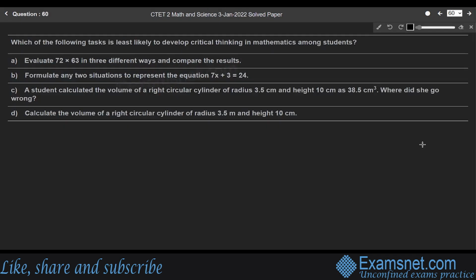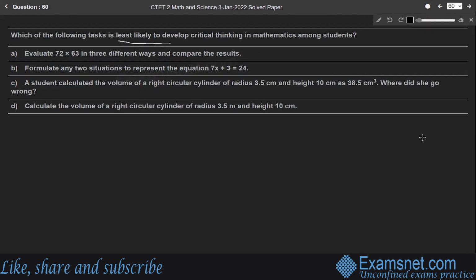Question 60. Which of the following tasks is least likely to develop critical thinking in mathematics among students? The options are: evaluate 72 into 63 in 3 different ways and compare the result; formulate any two situations to represent the equation 7x plus 3 is equal to 24; a student calculated the volume of a circular cylinder of radius 3.5 centimeter and height is given, and the volume is also given, where did she go wrong? Option D, calculate the volume of a right circular cylinder of radius 3.5 meter and height. So we have to calculate volume here in option D.